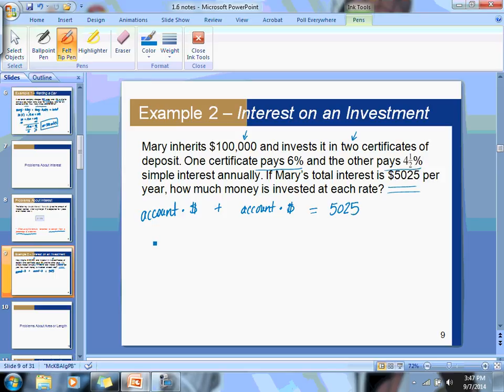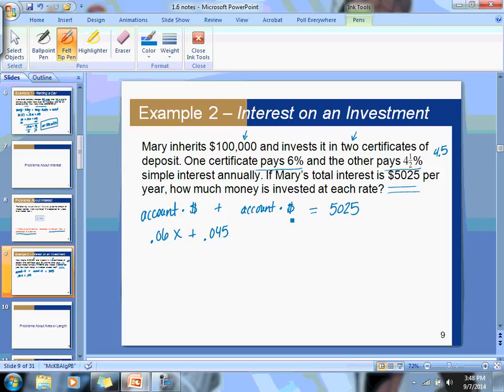So the first account paid 6%. So we want to change that from a percent to a decimal. So that's going to be 0.06. And again, we don't know how much money she put in there, so we'll just call it x. Now the other account pays 4.5%. And if we change that percent to a decimal, we move the decimal 2 places to the left. So that's going to be 0.045.